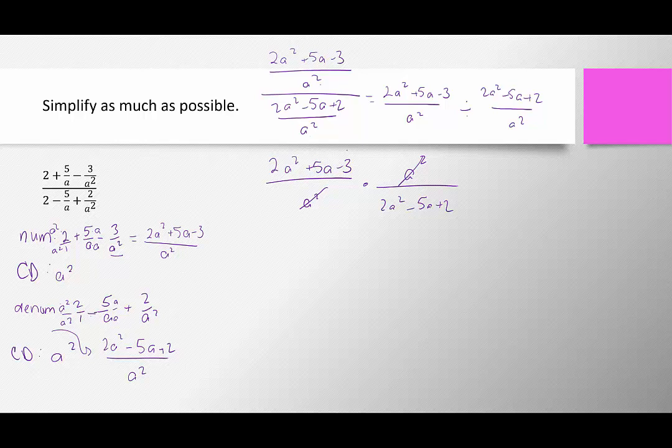Okay, now we want to see if the numerator has any more common factors with the denominator, and I think we need to factor our terms here. So now the numerator, we want to factor 2a squared plus 5a minus 3. The target product is going to be 2 times negative 3, negative 6, and the target sum is going to be that middle coefficient 5. So we're looking for two numbers that multiply to negative 6 and add up to 5. Well, two things that multiply to negative 6 and add up to 5 would be positive 6 and negative 1.